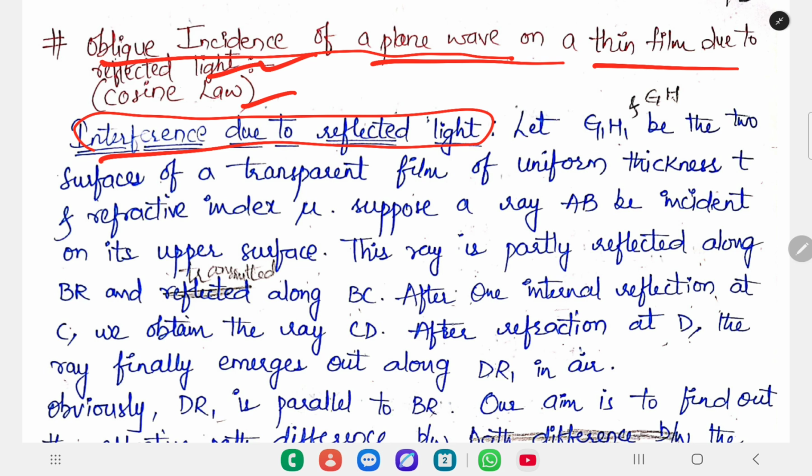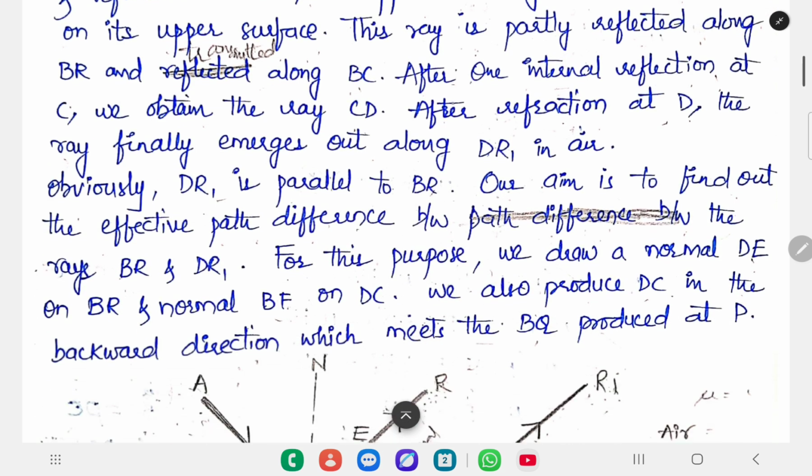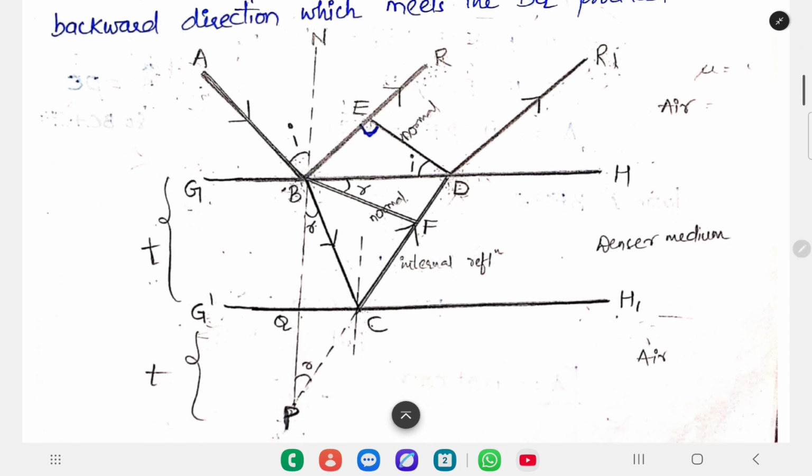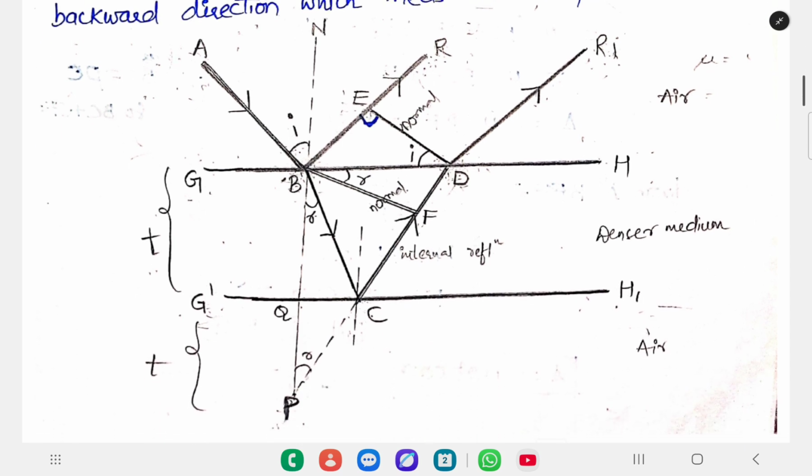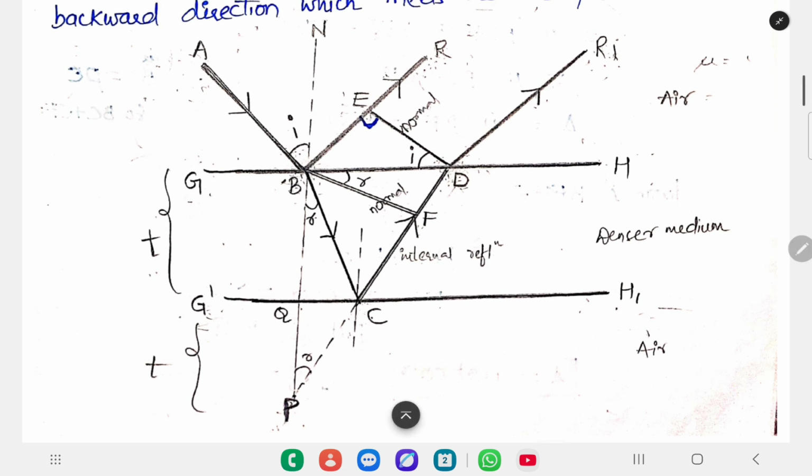Now I'll show you the diagram. Here, let G1H1 and GH be the two surfaces of a transparent film having uniform thickness T and refractive index, let it be some mu.